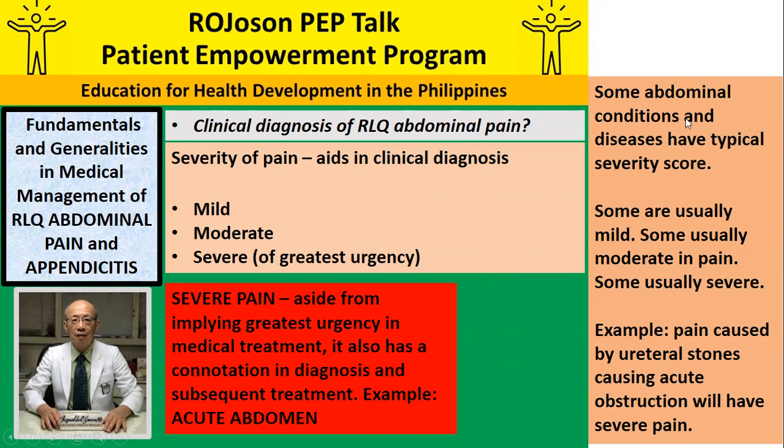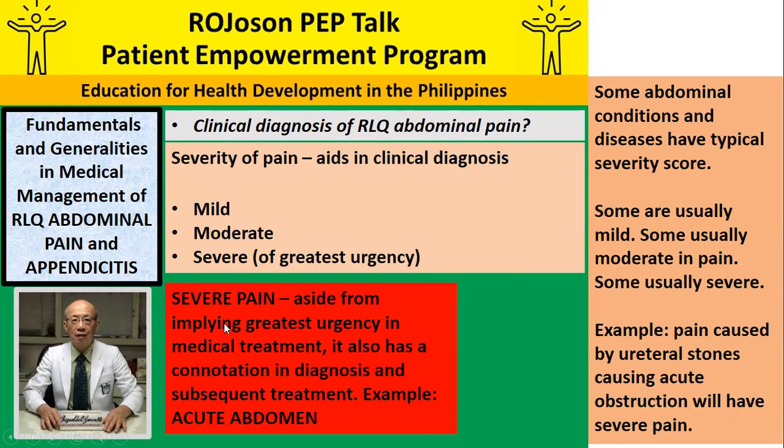Again, some abdominal conditions and diseases have typical severity scores. Some are usually mild, some are usually moderate, some from the very start usually present with severe pain. For example, pain caused by ureteral stones, meaning stones in the passageway from the kidney to the bladder, will cause very, very severe pain. Okay. So this could be a cue that you're dealing with ureteral stones. So pain can be classified as mild, moderate, and severe.